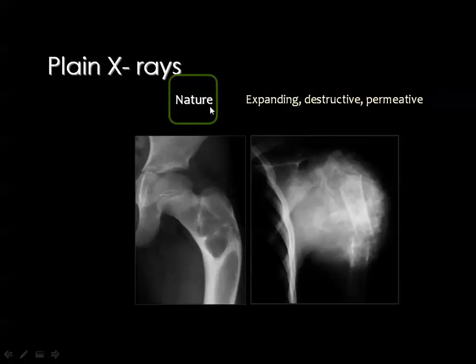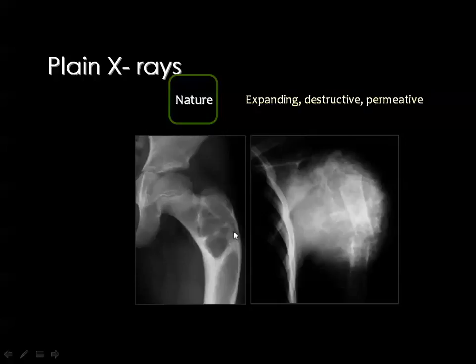Then the nature of the lesion, whether it is expanding or destructive or permeative. And what's important for us is to separate the expanding from the destructive lesions, since you know that most of the benign lesions are, or let us say most of the expanding lesions are on the benign side, while most of the destructive lesions are on the malignant side.